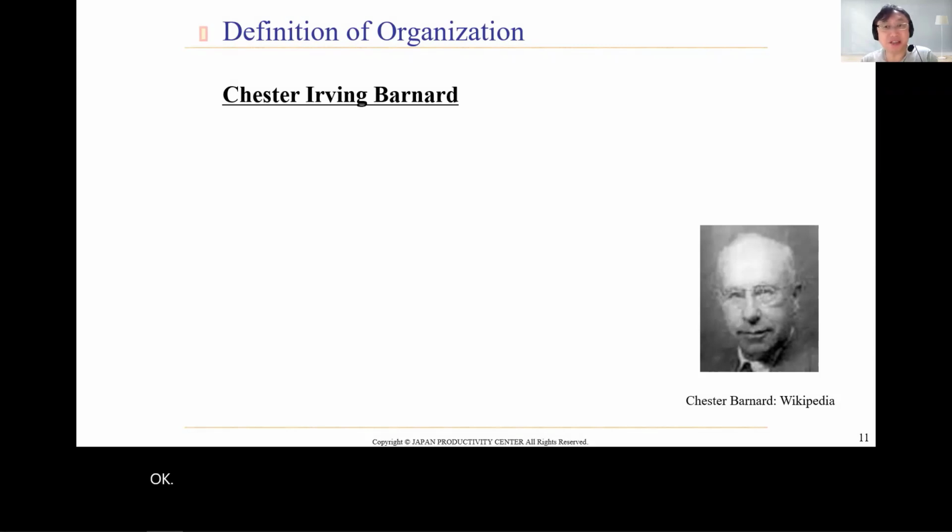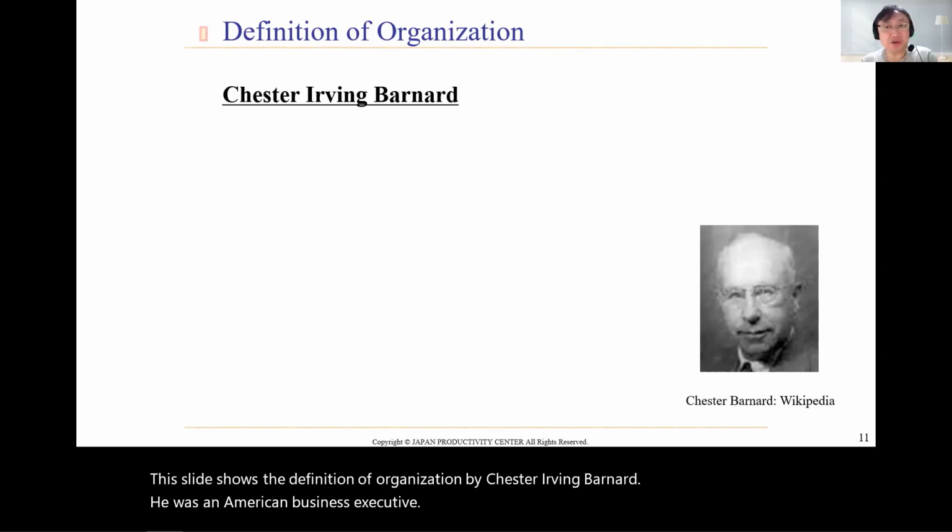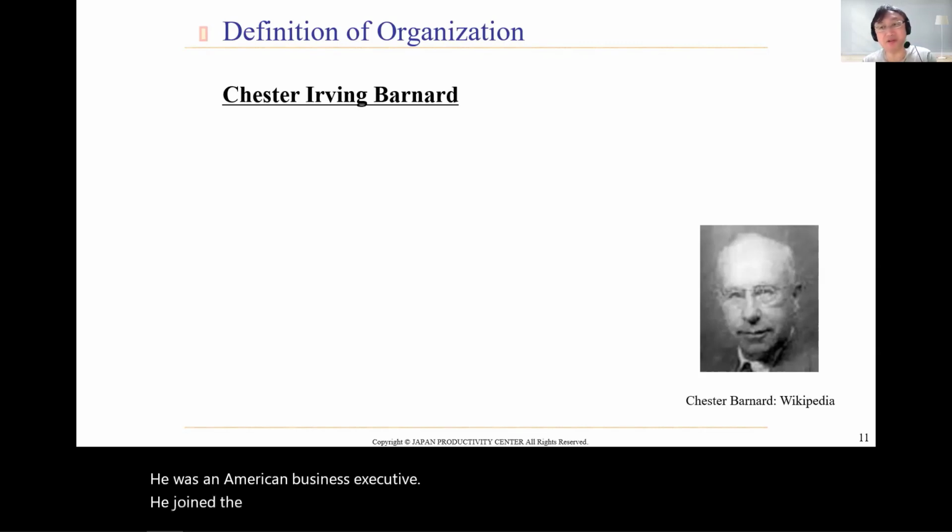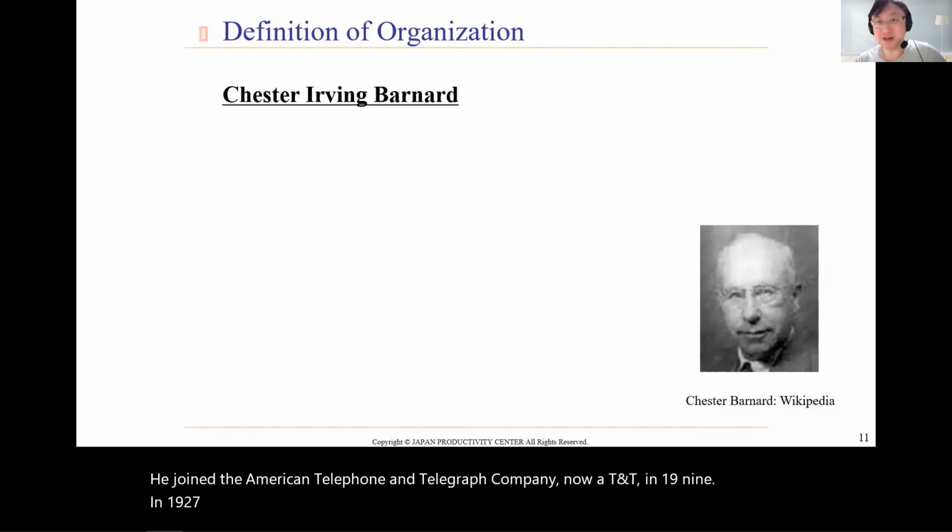This slide shows the definition of organization by Chester Irving Barnard. He was an American business executive. He joined the American Telephone and Telegraph Company, now AT&T, in 1909. In 1927, he became the president of the New Jersey Bell Telephone Company.